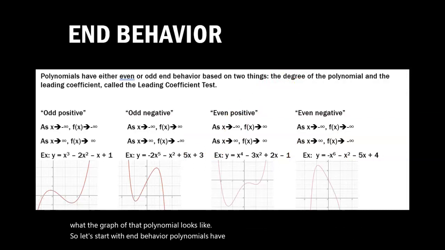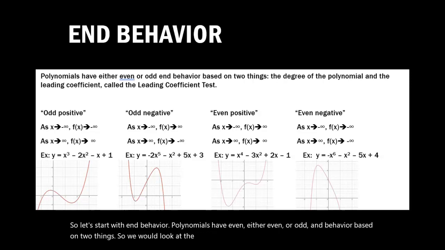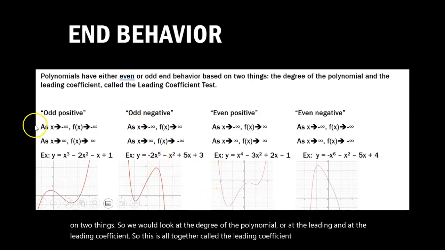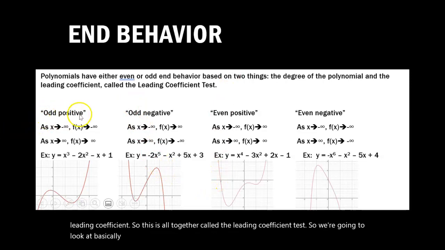Polynomials have either even or odd end behavior based on two things. So we would look at the degree of the polynomial and the leading coefficient. This is altogether called the leading coefficient test. So we're going to look at basically odd positive, odd negative, even positive, and even negative end behavior.